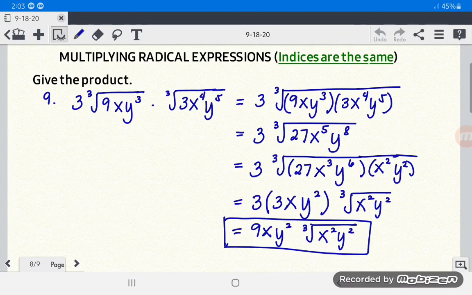So, that's it for today. We're done with multiplying radical expressions. Given the first case, if the indices are the same.